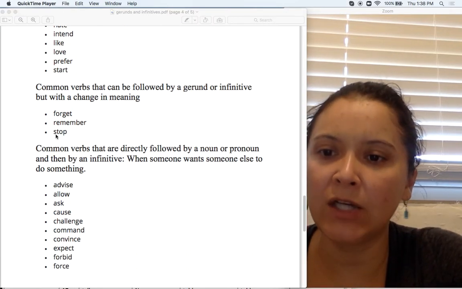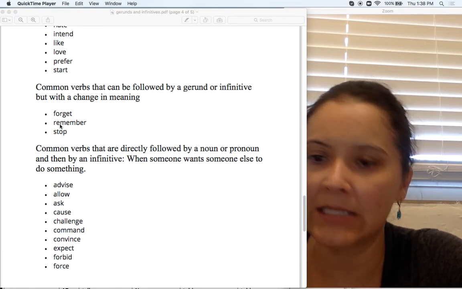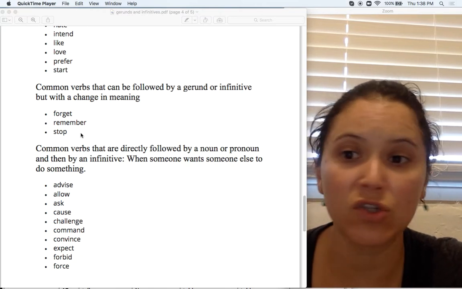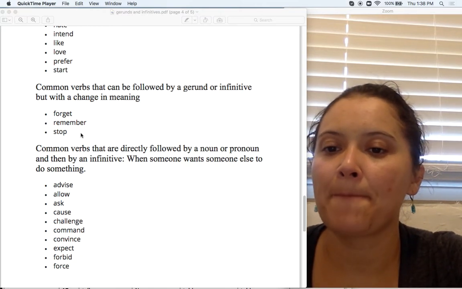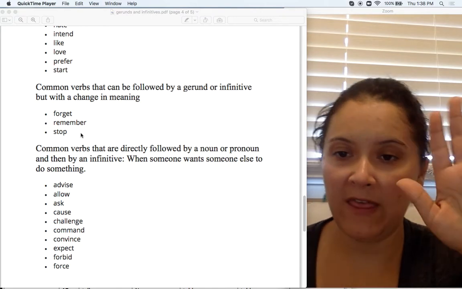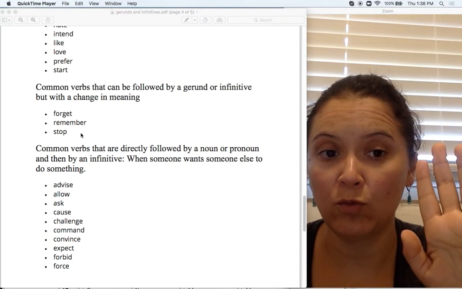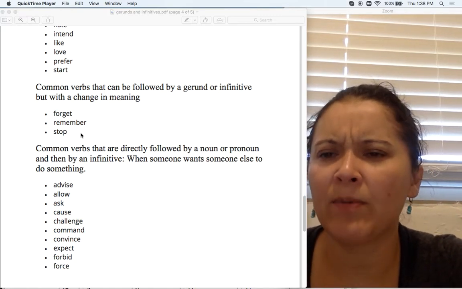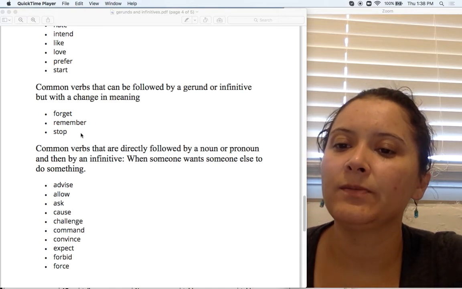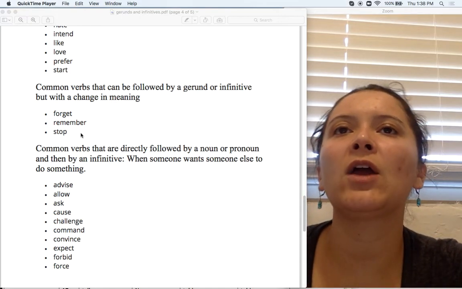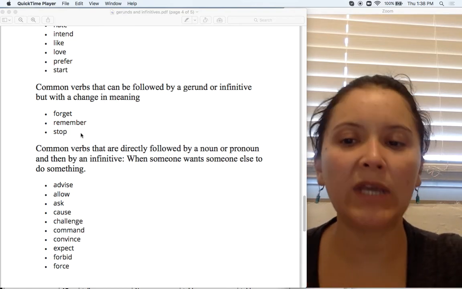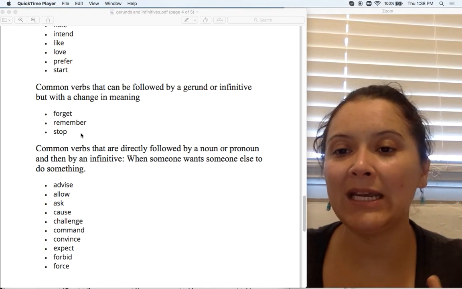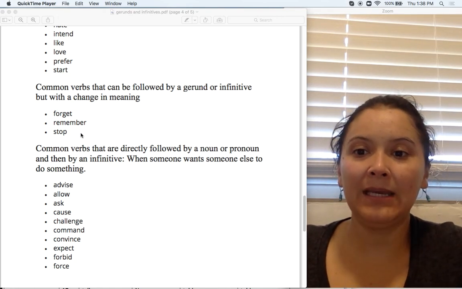So let's take a look at two of these. Let's take a look at remember and let's take a look at stopped or stop. Normally, remember with the gerund, which is the ing, has to do with a memory. So I'll give you an example. When I was a child, I remember going to my grandmother's house every single weekend. So that's something that is in my mind, that's a memory. You know, in this case, it's a happy memory.